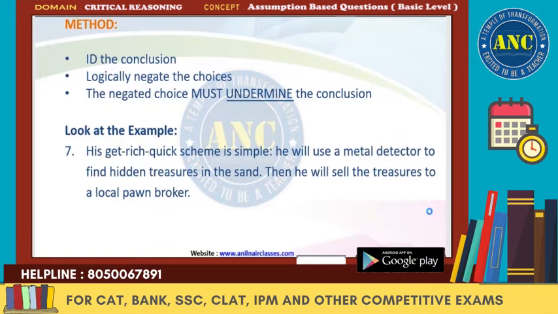It says, his get rich quick scheme is simple. He will use a metal detector to find hidden treasures in the sand. Then he will sell the treasures to a local pawnbroker. So there can be a lot of assumptions in this. What's the first assumption? That his metal detector is capable of detecting treasures hidden beneath the sand. The second one, that there are hidden treasures. And the third one is that the local pawnbrokers will buy treasures from him. If we are able to negate any of these, then the argument will be weakened.